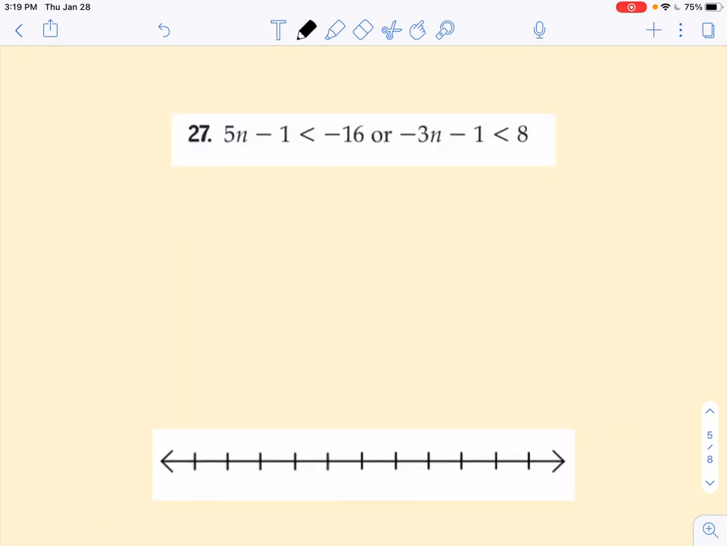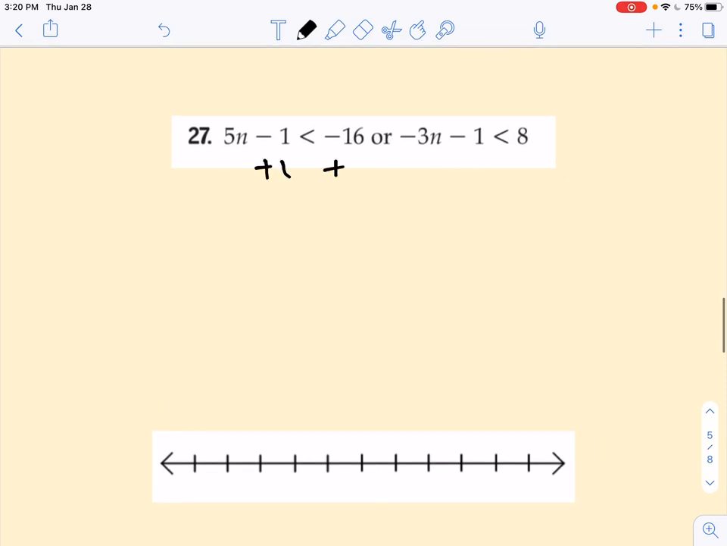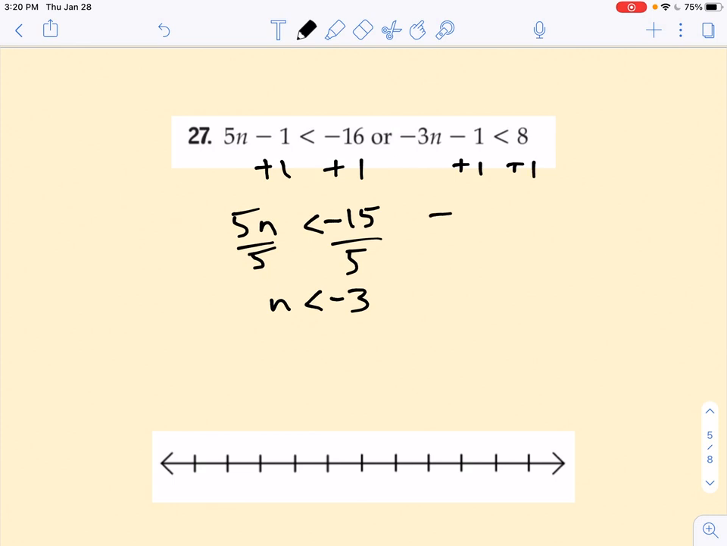All right, let's look at another one. 5n minus 1 is less than negative 16, or negative 3n minus 1 is less than 8. So let's do these. Let's add 1 to both sides, and you have negative 15 is greater than 5n. Divide by 5, you have n is less than negative 3. And then on this one, we're going to add 1 to both sides. You get negative 3n is less than 9, my bad. And then you can divide by negative 3, and you're going to get n is now greater than negative 3. So we have n is less than negative 3, and we have n is greater than negative 3.